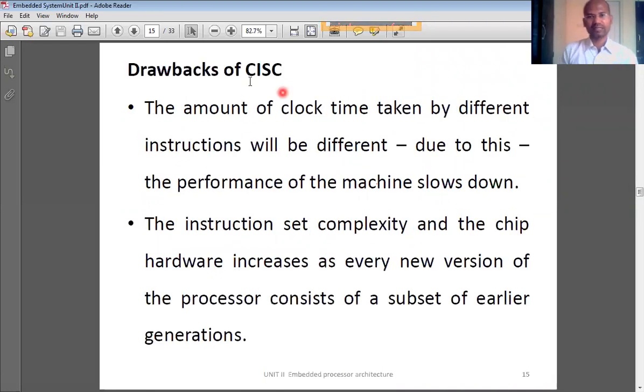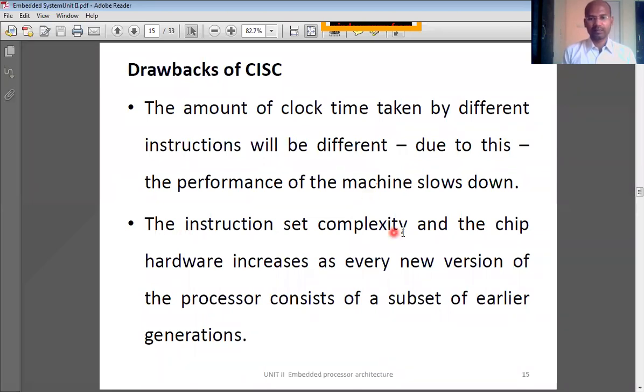Drawbacks of CISC. The amount of clock time taken by different instructions will be different. Due to this, the performance of the machine slows down. You cannot implement pipeline that effectively, so that slows down the machine performance.